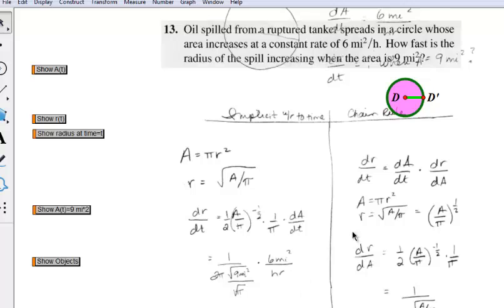There's also the other way to do it, which is dr/dt equals dA/dt, which is what we're given, times dr/dA. Again, it's dr/dA that we need, as a function of r as a function of A. So here's the other way to do it. You end up with 1 over pi.